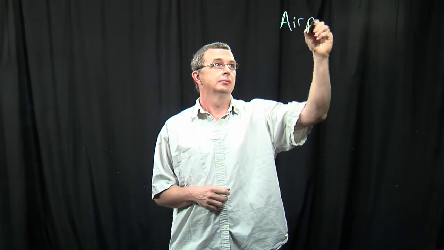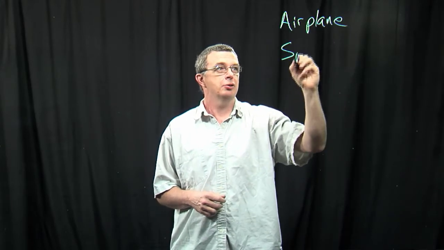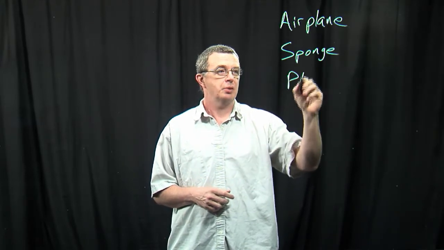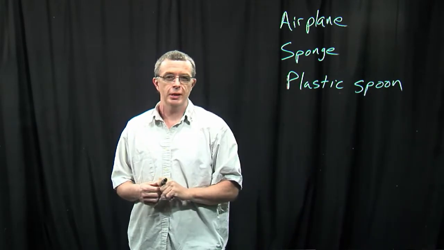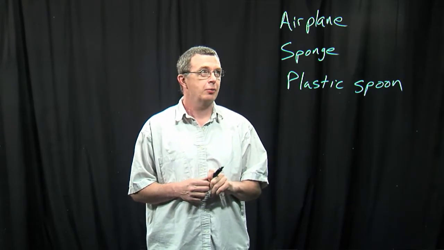And to do that, we're going to start off by asking a weird question. What do an airplane flying through the air, a sponge that's living in the ocean and feeding, and a plastic spoon that you are washing in your kitchen sink, what do those things all have in common? And how does that show us how organisms are interacting with the environment?